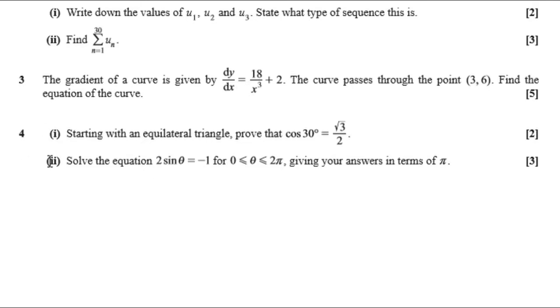Now question 4.1: start with an equilateral triangle and prove that cos 30 is root 3 over 2, and part 2 is solve the equation 2 sine theta equals minus 1 for angle between 0 radians and 2 pi radians, and give your answer in terms of pi.